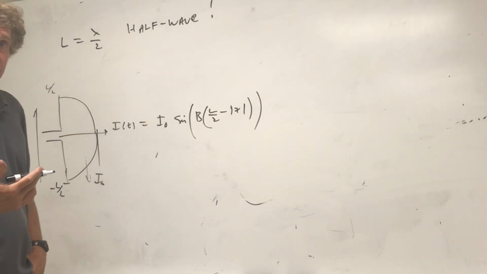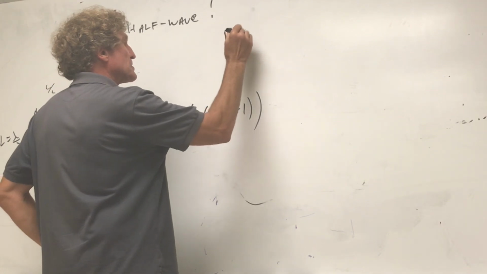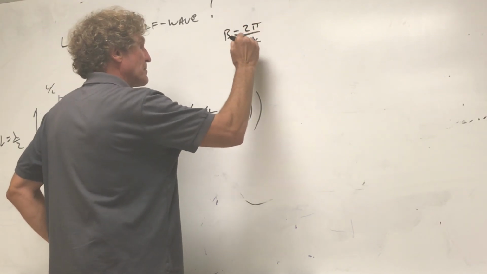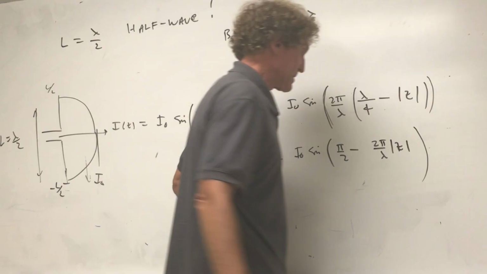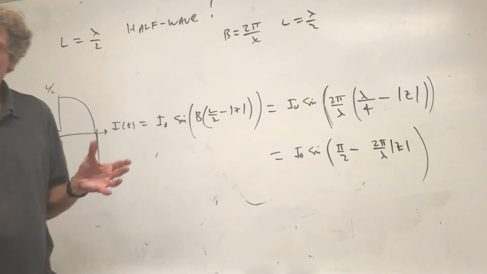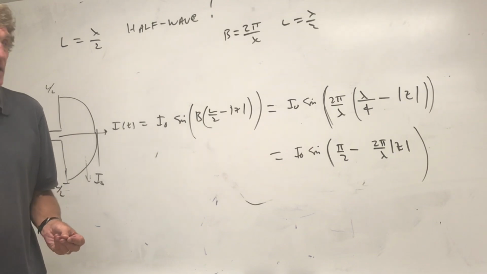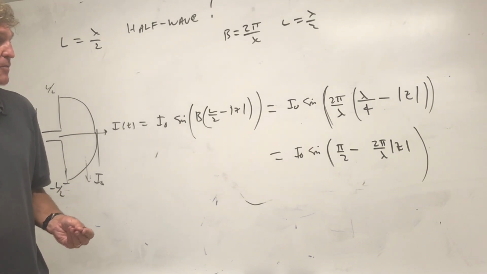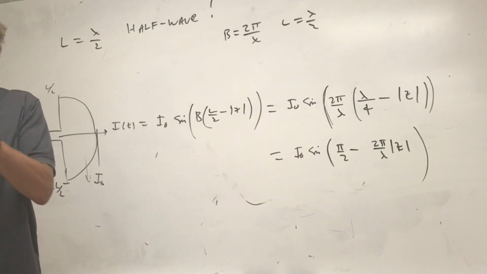And now, since it's a half-wave dipole, beta is equal to 2 pi over lambda, and L is equal to lambda over 2. That would be the current. Do you all follow me? I just applied what beta is, 2 pi over lambda, and then I put the length in, lambda over 2, divided by 2, it's lambda over 4. You all follow me? Now, here's the key thing.